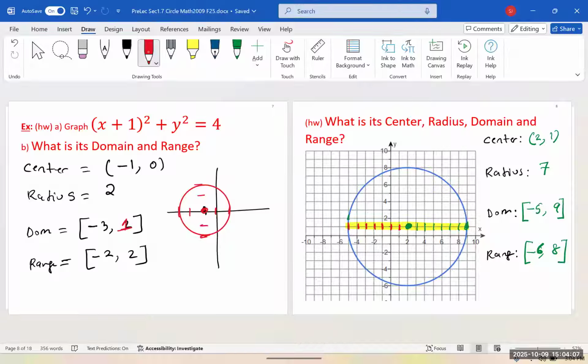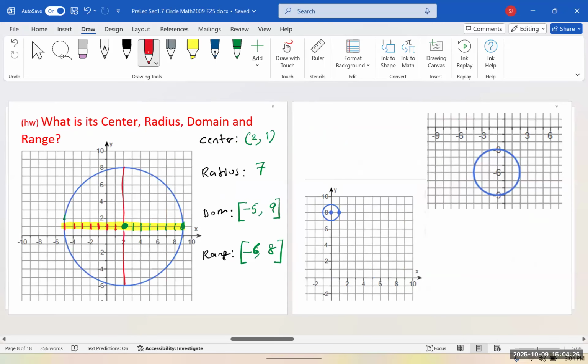Up and down, same unit. So you go downward 7 units, and then you go upward 7 units from your, what's the y value here? 1, from your 1. Any other question? Okay, is it too small? No, right? Can you guys see both graphs?